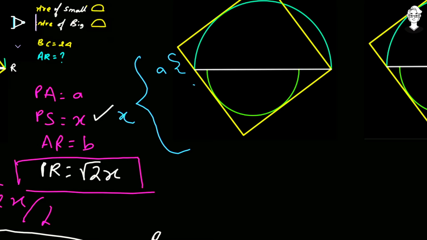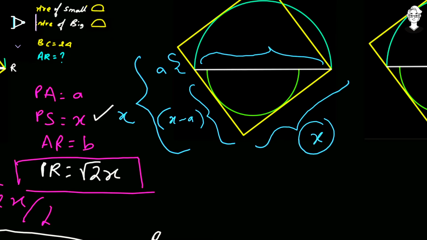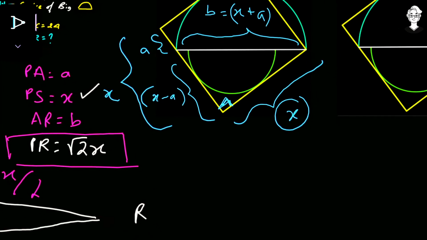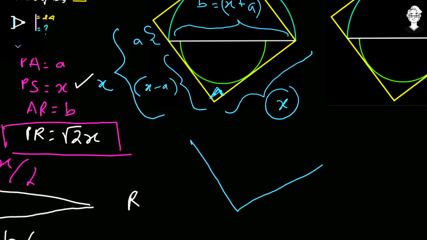So the remaining length, from this point to this point, is going to be longer minus the shorter, so x minus a. This complete length is already the side of the square, so it's equal to x. This top one, the diameter of this semicircle, was equal to b. Now we have that b is equal to x plus a. And over here it's already 90 degrees because it is the corner of the square. So what I have is a right angle triangle with sides x minus a, x and x plus a.